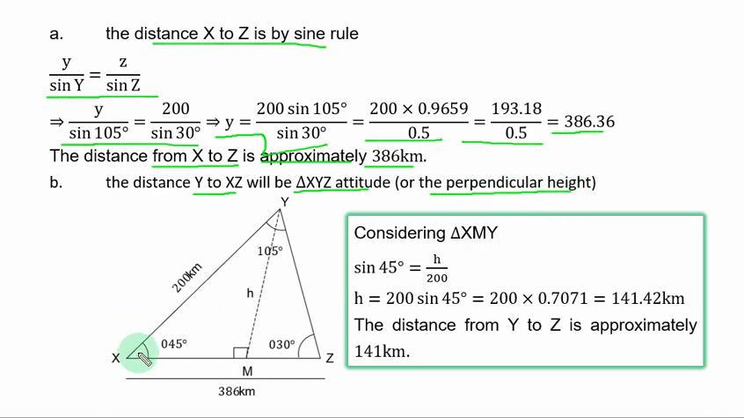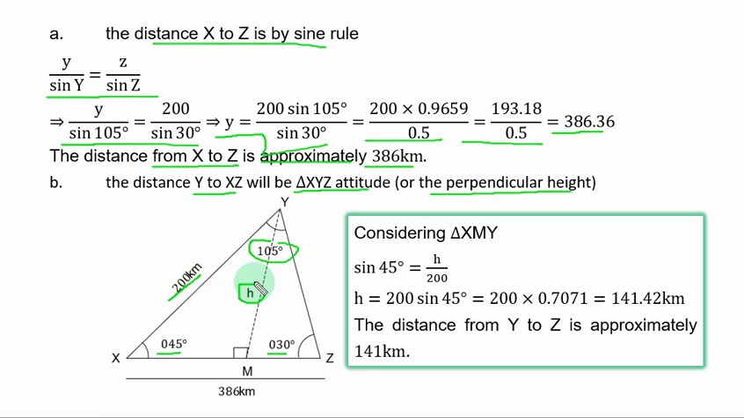So from the diagram, you carve out triangle YSZ. This angle is 105 degrees. This angle is 045 degrees. This angle is 030 degrees. We have this side to be 200 kilometers. This is the height, the required distance.